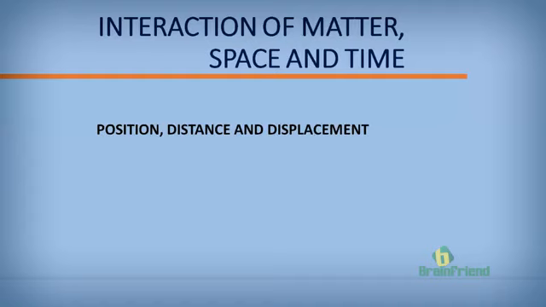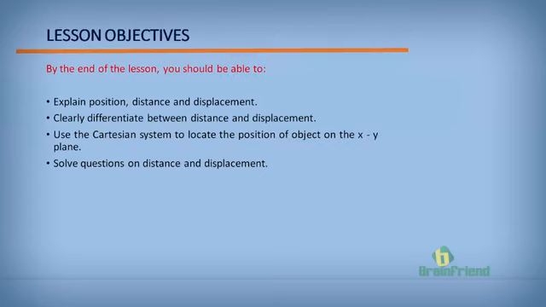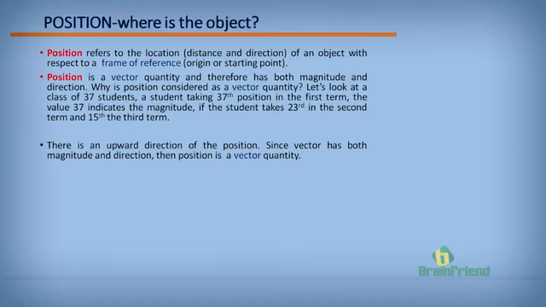Before we go into the lesson, let's look at our objectives for this lesson. By the end of the lesson, you should be able to explain position, distance, and displacement. Clearly differentiate between distance and displacement. Use the Cartesian system to locate the position of the object on the XY plane and solve major questions on distance and displacement. First off, we start with position.